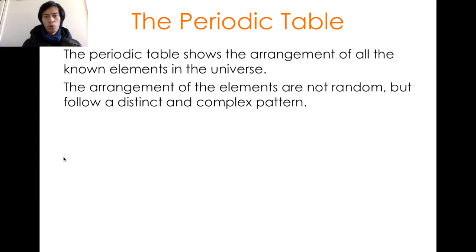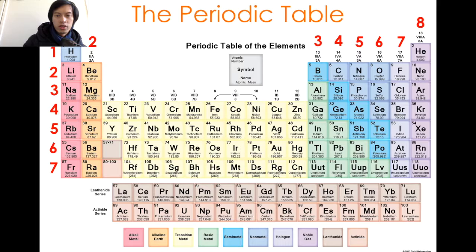Okay, what is the periodic table? The periodic table shows the arrangement of all the known elements in the entire universe. Now, the arrangement is not random. It doesn't happen the way that it is by chance, but it has a distinct and complex pattern. The reason why the periodic table is arranged like this and not in a 10 by 10 or a 10 by 12 grid is because by understanding it in this particular pattern, you can understand some of the properties that the elements have. And the reason why it runs across from 1 to 8 and not 1 to 10 is for a particular purpose, which we'll have a look at in the following videos later on as well.